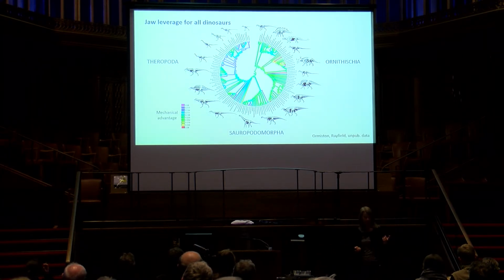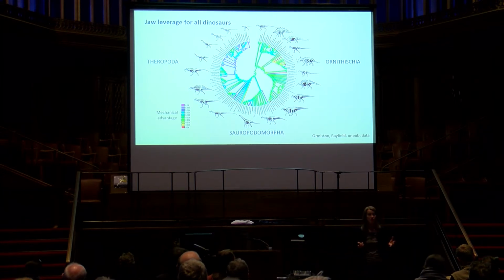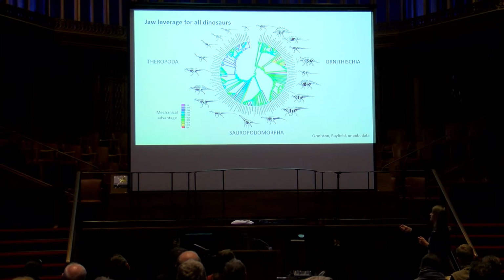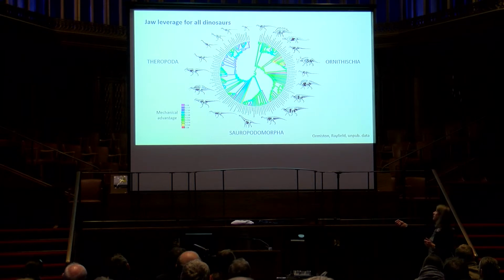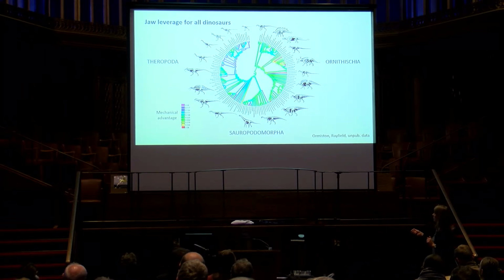So this is a study done by a former master's student of mine, James Ormiston, and in this study we looked at the whole of mechanical advantage across all of dinosaurs. And you can see here that you can basically draw a line almost right across here, which is where you've got theropods to the left and everything else to the right. And so within ornithischia, we get these kind of clades, like in the previous studies, which show increased leverage in jaw muscle advantage. And then in the ceratopsians and in the hadrosaurs as well.